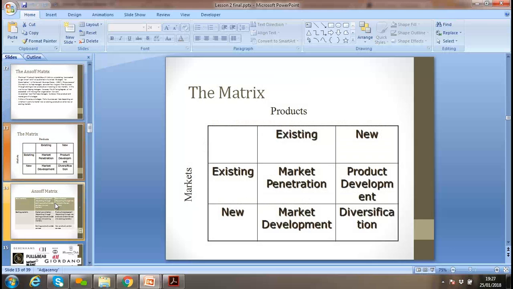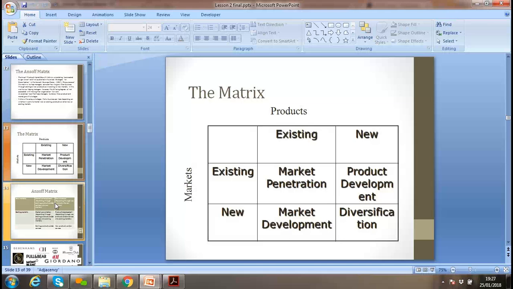The Ansoff matrix says you need to look at what strategies you want in order to lead, capture and maximize your market share. Either you can look at market penetration: existing product in an existing market. It means you're not growing. If you want to grow the company, the existing product could go into a new market. That's called market development, so we can maximize our market share.